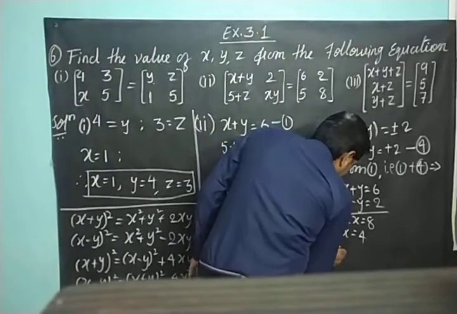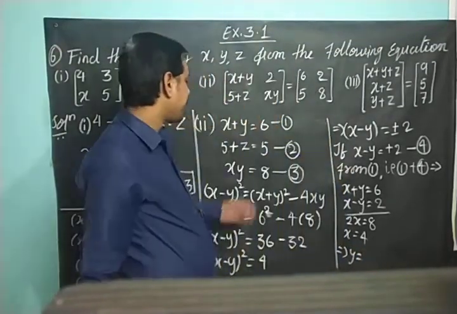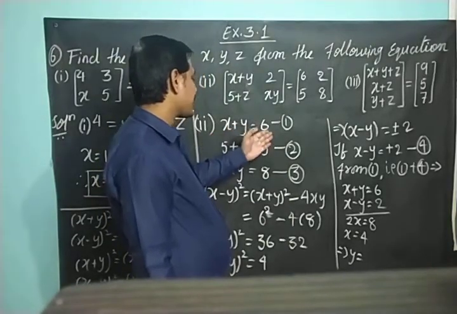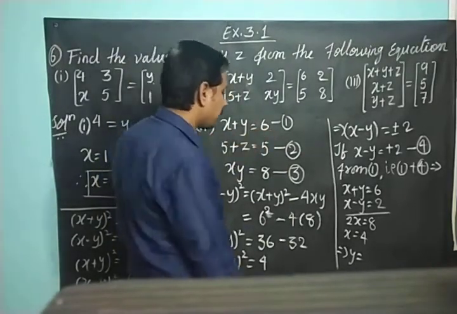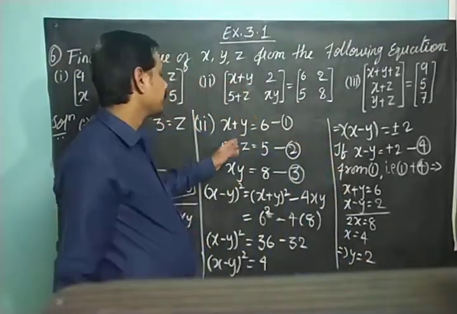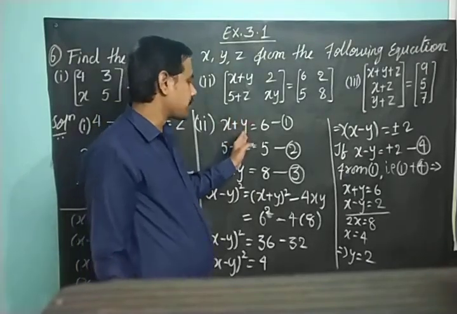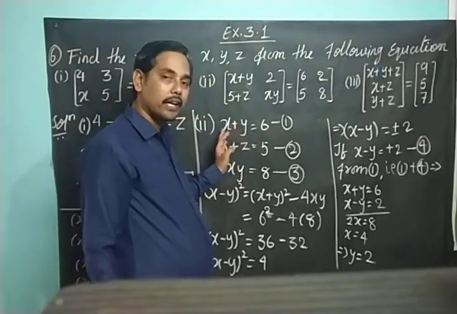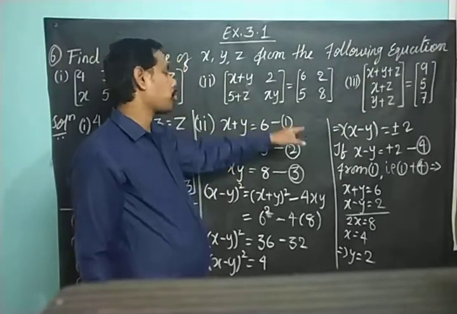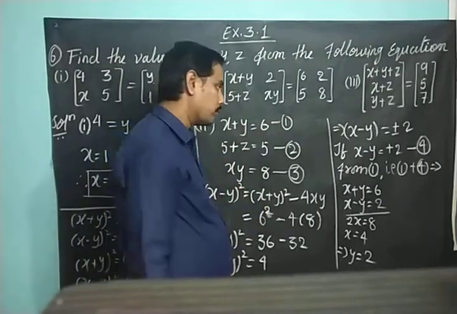Then what will be y? If x is equal to 4, y is 6 minus x, that is 6 minus 4, that is 2. If I substitute x is equal to 4 in equation 1, I get 4 plus y is equal to 6. Shift 4 to the other side, y is equal to 6 minus 4, that is nothing but 2.